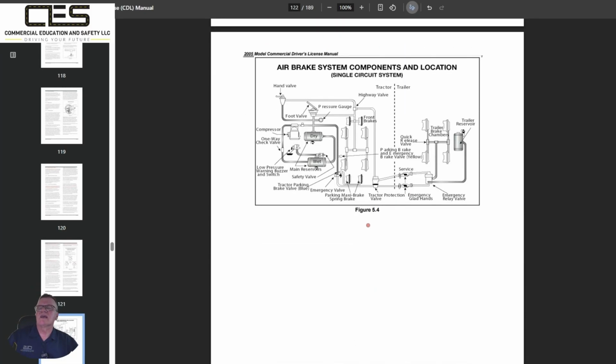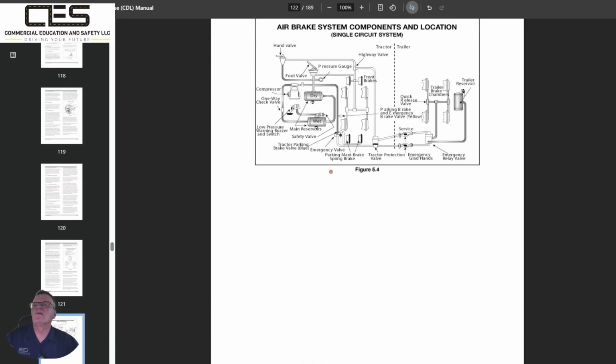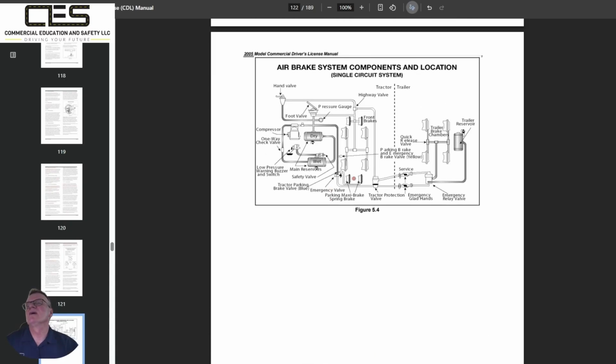Take a little second here to look at your diagram. We're moving down to page 5.5. You've got a diagram that gives you the system. You have a trailer this side, a tractor this side. Let's see the air system. We have a compressor. You've got a check valve that only goes one way so the air doesn't come back. It goes to your wet tank, which compresses the air. Then the air gets compressed and comes over here.